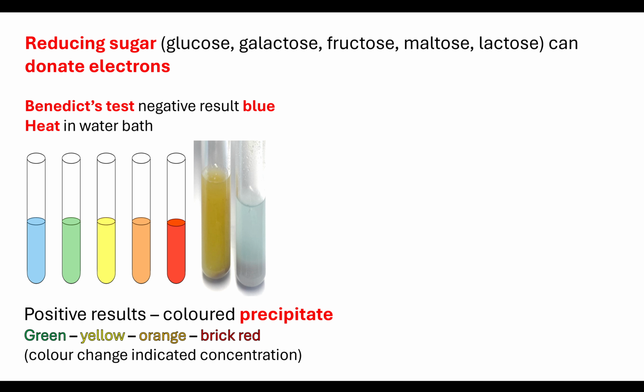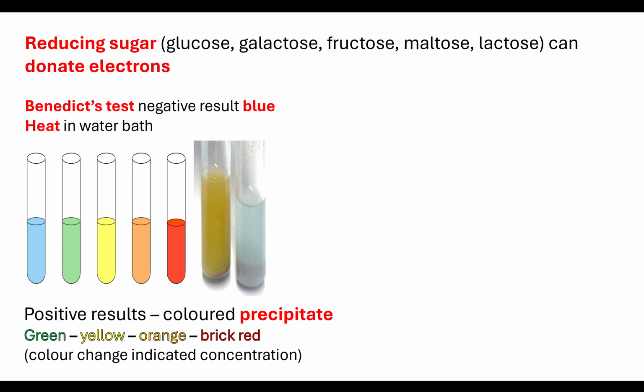Now that colored precipitate can go from anything from green through to yellow, through to orange, through to brick red. Now brick red is the one that indicates a high concentration of reducing sugar. However, with the other colors, we are identifying a color, so we are saying that there is a colored precipitate, there is a reducing sugar present, but we cannot guarantee that concentration because we're using a qualitative result.